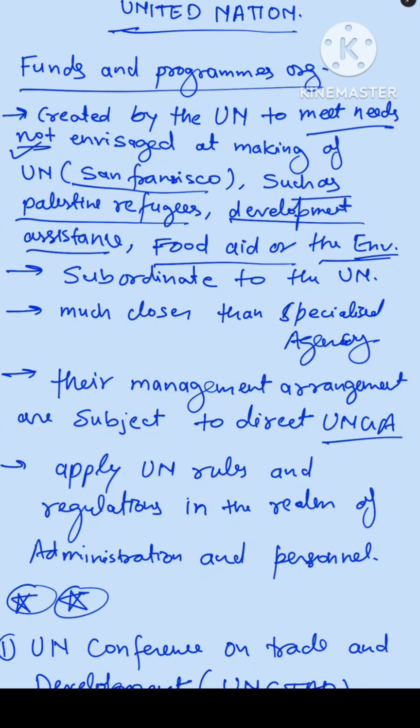Hi guys, today I am going to explain United Nations Funds and Programs Organizations. I will give a little bit of an idea how these organizations actually came into existence, because these organizations were created by the United Nations itself to meet needs which were not envisioned at the making of the United Nations, when the founding members met in San Francisco. Such as Palestine refugees, development assistance, food aid, or environmental concerns.